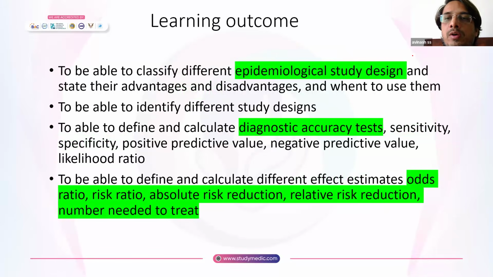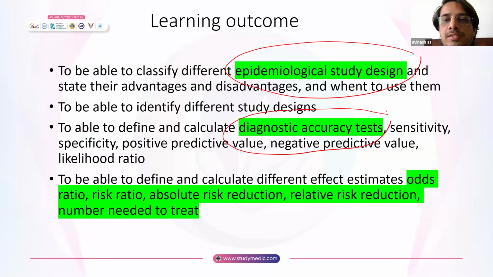And then we'll have a detailed look on the different epidemiological study designs, how to calculate different diagnostic accuracy tests like sensitivity, etc., and the effect estimates like odds ratio, risk ratio, etc. So this is all what we are trying to cover in this 1 to 2 hour session.